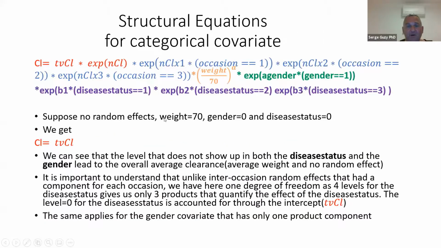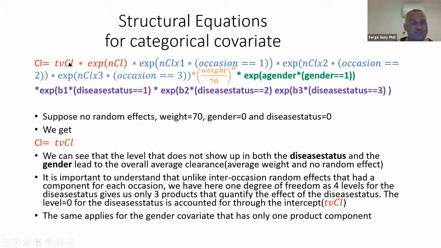Now let's talk about the second covariate. The disease status can be 0, 1, 2, and 3. And suppose that there is no random effect between, no random effect within, the weight is 70, and the gender is equal to 0. Then the green box disappears, the orange box disappears because the weight is 70, no between-individual variability so the blue box disappears, the exponent on CL disappears, and you are just left with the TVCL. Suppose that the disease status equals 0. Then this disappears, and this disappears. And then basically the clearance for that individual will be the typical clearance.